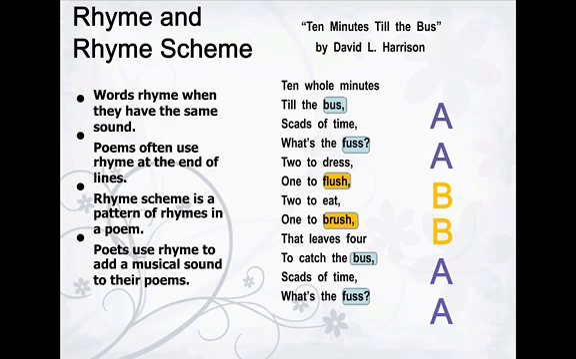Rhyme and rhyme schemes are rather common in a lot of poems that we're going to be looking at. Words rhyme when they have the same sound. Poems often use rhyme at the end of the lines, and a rhyme scheme is a pattern of rhymes within a poem. Poets use rhyme to add musical sound to their poems. So this poem here, you can see, has a rhyme scheme of A, B, B, A, because bus, fuss, rhyme, flush, brush, rhyme. Since it's a new rhyme, it is a B, and then again you have bus and fuss all over again, so you have A.